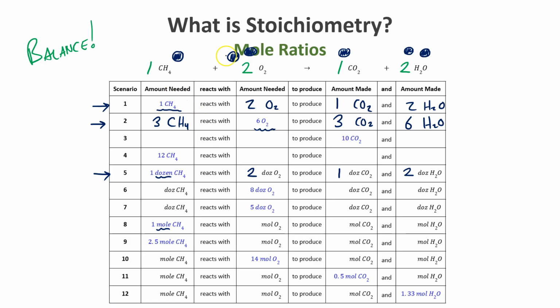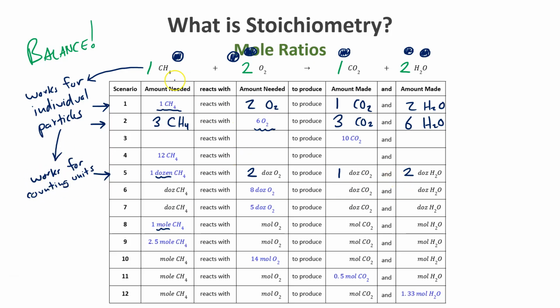It teaches you that this 1-to-2, 1-to-2 ratio works for individual particles, like we saw with scenarios 1 and 2. Let's label that to keep track, right? These coefficients work for individual particles, but those coefficients also seem to work for words like dozen. We'll call them counting units. So now I know anytime I see coefficients like 1 to 2, 1 to 2, I can apply those to terms like dozen. And our final leap for the video is words like mole, because in chemistry we don't count particles in dozens, we count particles in moles. But a mole functions just like a dozen does, it's just much larger.